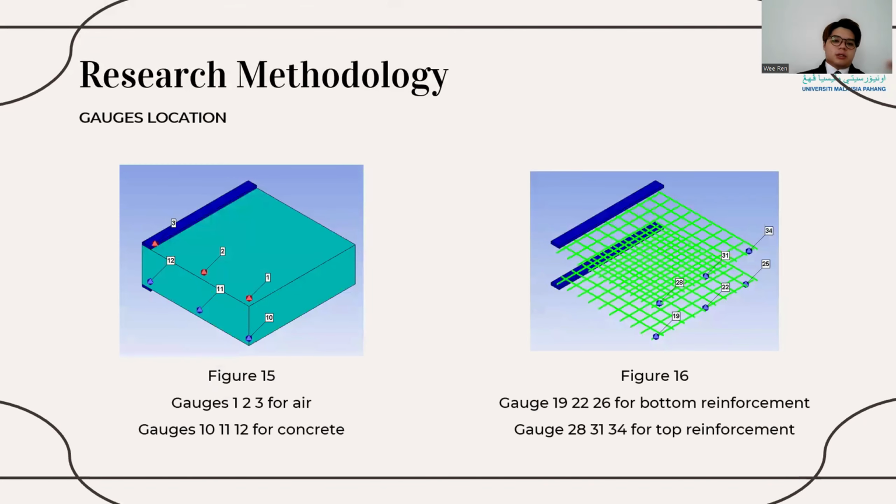Next will be the gauge location. Gauges will be used to obtain outcomes from the event. Gauges 1, 2, 3 will be used to obtain the value of air pressure. Gauges 10, 11, 12 are for displacement, and gauges 19, 22, and 25 to get the effective strain from the bottom reinforcement, whereas gauges 28, 31, and 34 are for the top reinforcement.